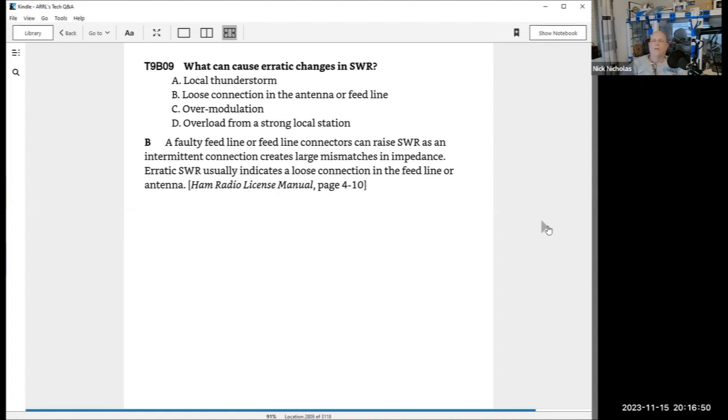So what can cause erratic changes in SWR? Well, thunderstorm doesn't do it, overmodulation doesn't do it, overload doesn't do it. What really does it is a loose connector, feed line, or other problems in the feed line or the antenna. So a loose connector would be a good answer.